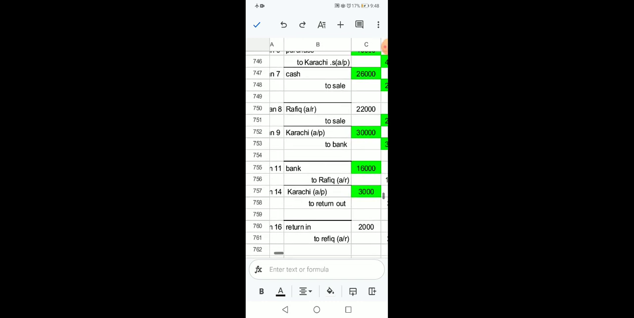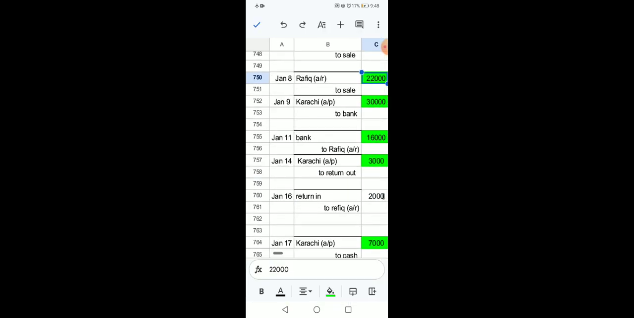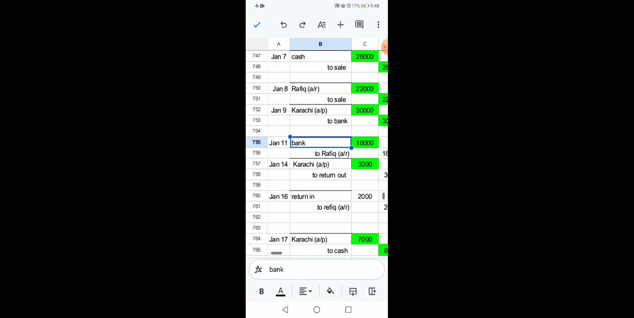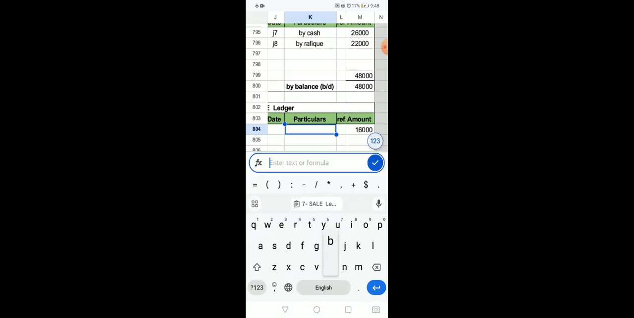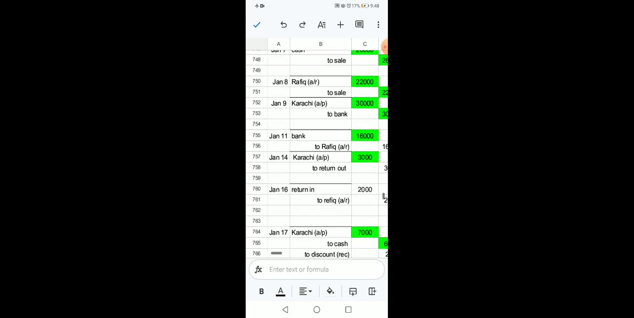This way you have completed posting for January 8. For January 8 we are making Rafiq. 22,000 is posted on debit side. Entry is completed. Mark it as done. For Rafiq, now see if Rafiq is present elsewhere. Yes, on January 11 Rafiq is present on credit side, 16,000. So go to Rafiq ledger credit side and write down 16,000. It's time to see the reference of 16,000. What is written on the opposite side? That is bank. So you will write by bank in the particular column. For 16,000, see its date, which is January 11.